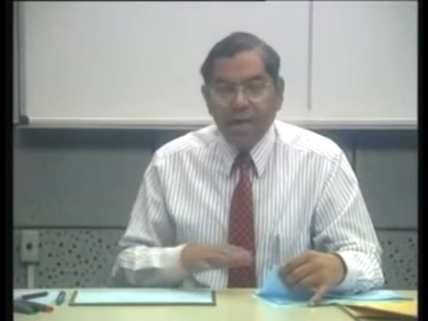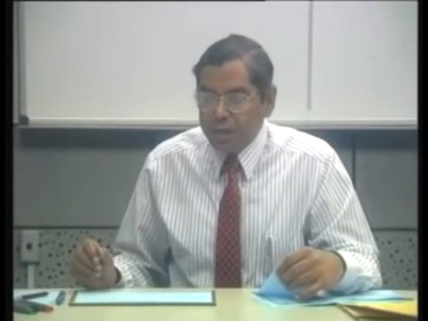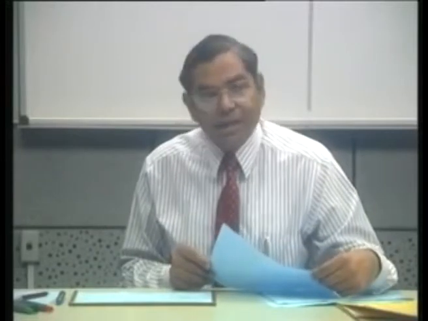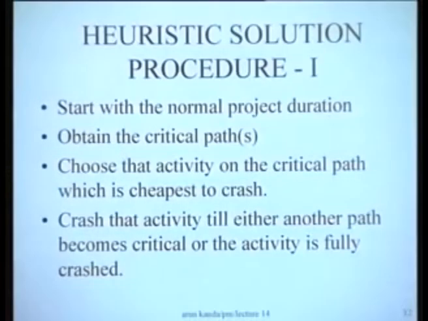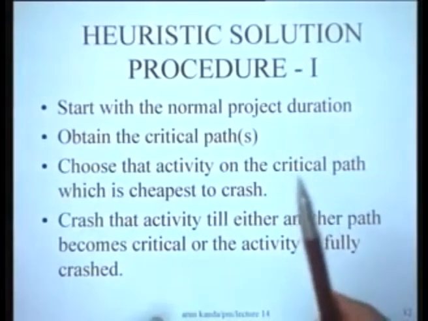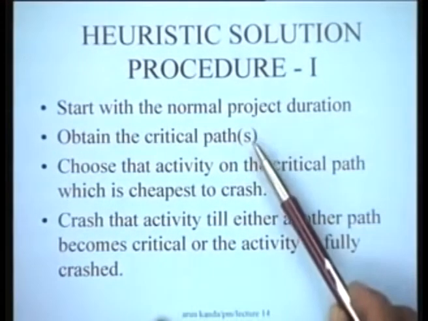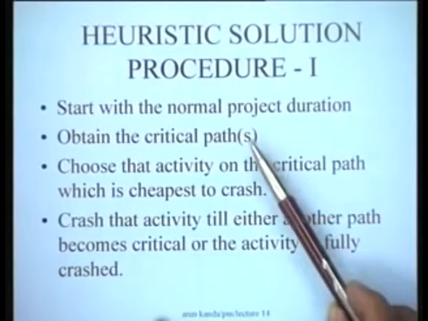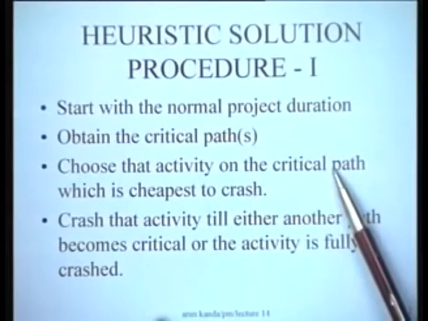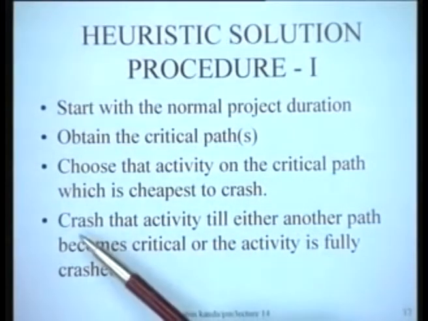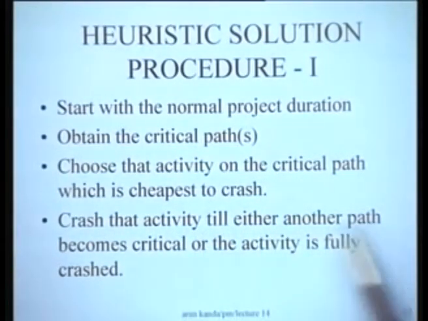Now there are therefore a variety of options in time cost trade-offs. To begin with, we look at only the linear case and subsequently see how these other cases can be dealt with. We will today look at a heuristic solution procedure in which the broad aim is to start with the normal project duration, obtain the critical paths, choose the activity on the critical path which is cheapest to crash, and then crash that activity till either another path becomes critical or the activity is fully crashed.